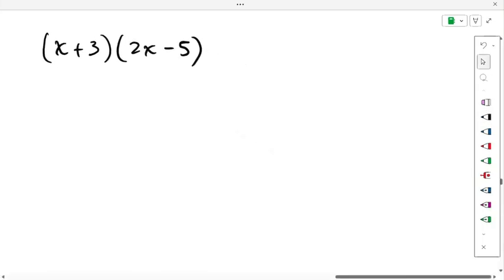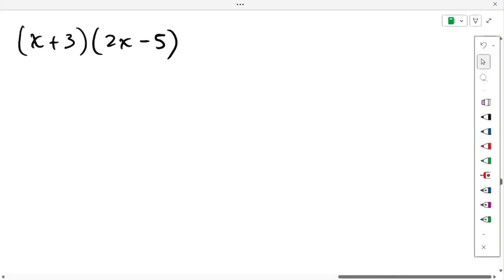So one of the things that happens is when we take a binomial, for example x plus 3, and I multiply it by a binomial 2x minus 5. When I do this multiplication, I get a new expression that is equivalent to the expression that I started with. And I want to demonstrate that using our classroom calculators.